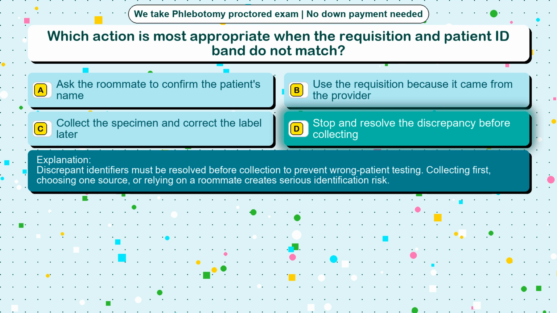Discrepant identifiers must be resolved before collection to prevent wrong patient testing. Collecting first, choosing one source, or relying on a roommate creates serious identification risk.